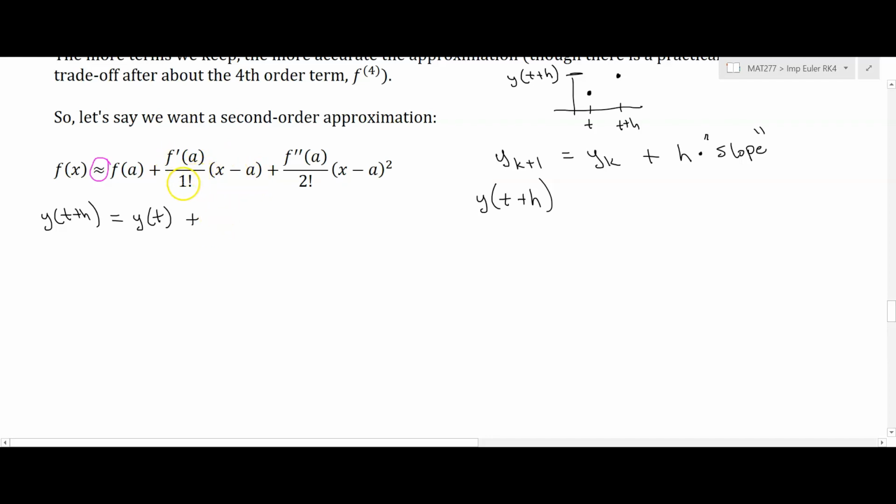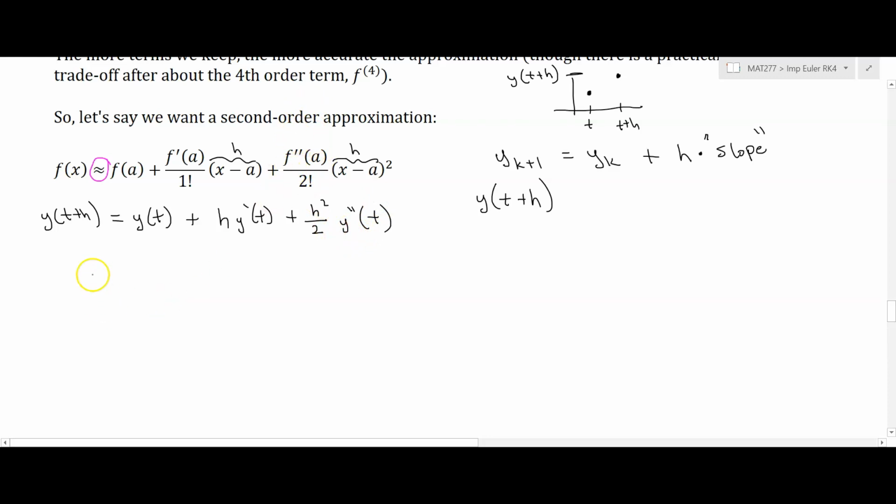So 1 factorial by definition is 1 times 1, or just is equal to 1. So this will be h, x minus a, we're going to replace that right there with h. And a is our current value of t, so we'll write f prime of, sorry, not f prime, but y prime of t. And we'll do the same thing over here. Here is h, we want that to be really, really small. And 2 factorial is 2 times 1, so this will be h squared over 2 times y prime prime of t.